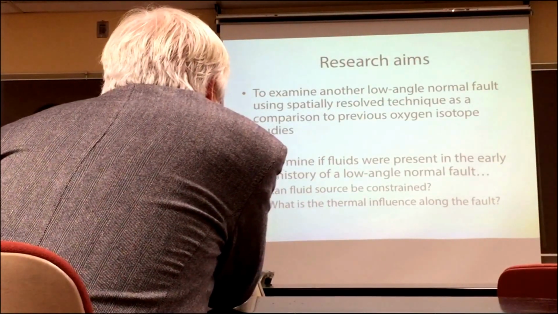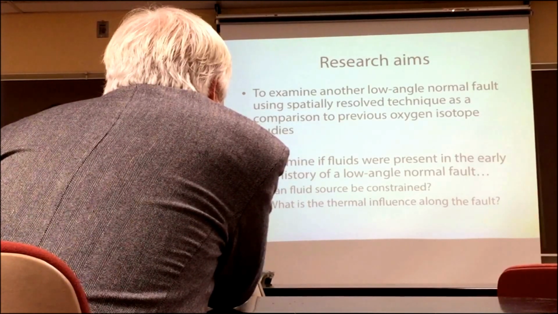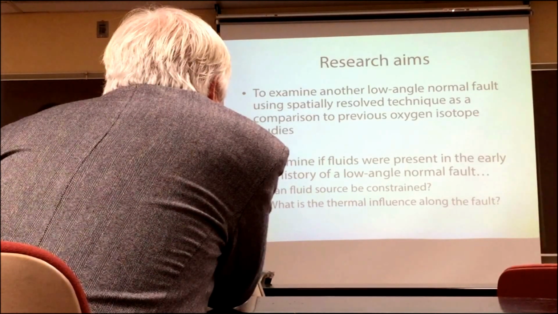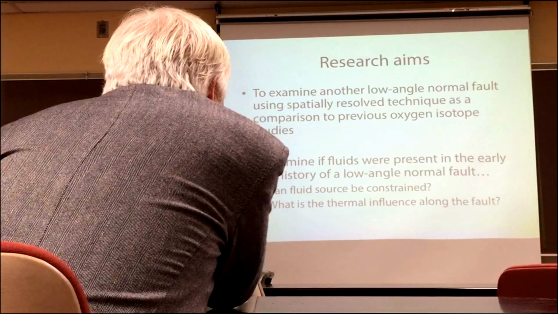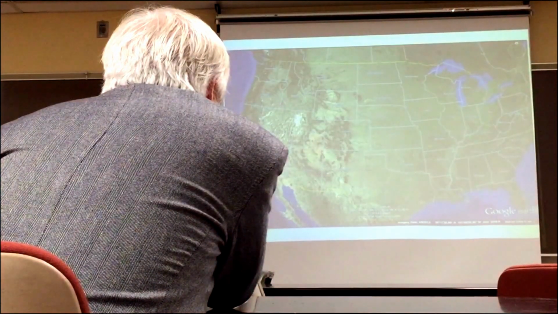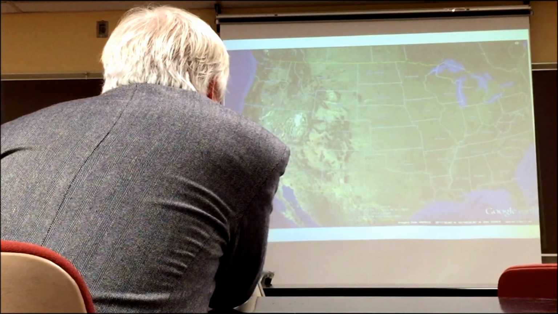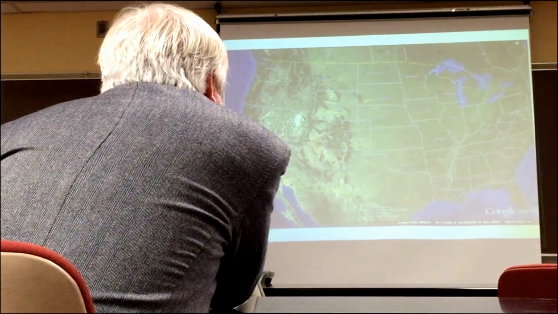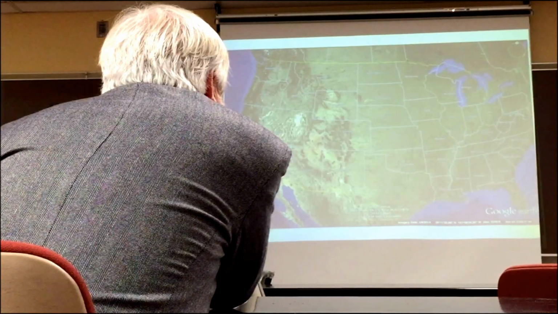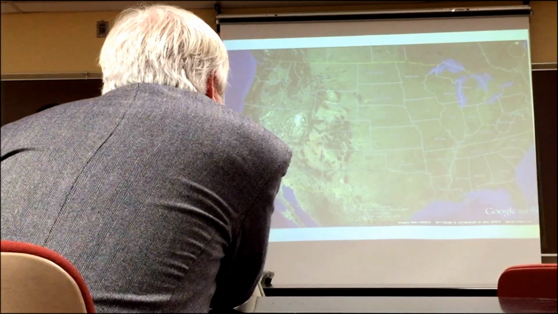So again, my research aims are to examine another low-angle fault using a more spatially resolved technique to analyze oxygen isotopes and determine if fluids were present during the early slip history of that low-angle fault, and if so, can the fluid source be constrained, and what effects that fluid may have on the thermal structure along the fault. So to do this, I will focus on the well-mapped and well-exposed Mojave Wash Fault in southeast California. It's a centrally located feature of the Colorado River Extensional Corridor, which was found to undergo extension 23 to 12 million years ago through argon cooling ages.